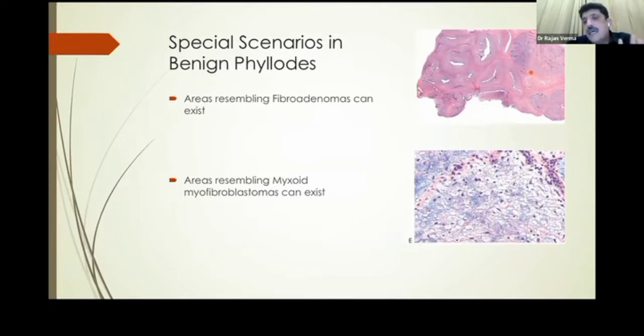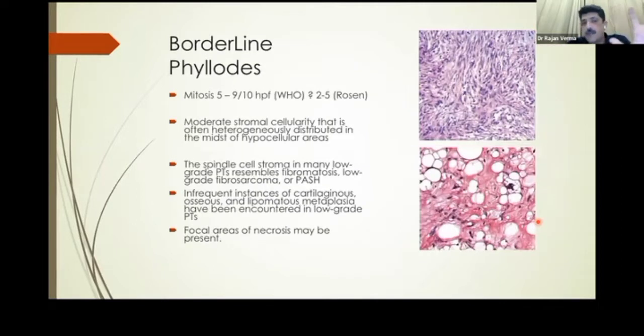And these are the areas where, if adequate sampling is not done, you can miss a diagnosis. So you have to properly sample the whole specimen to get the relevant areas. You can have areas like myxoid myofibroblastoma. We will discuss the differentiating features later on. So all these things have to be kept in mind.